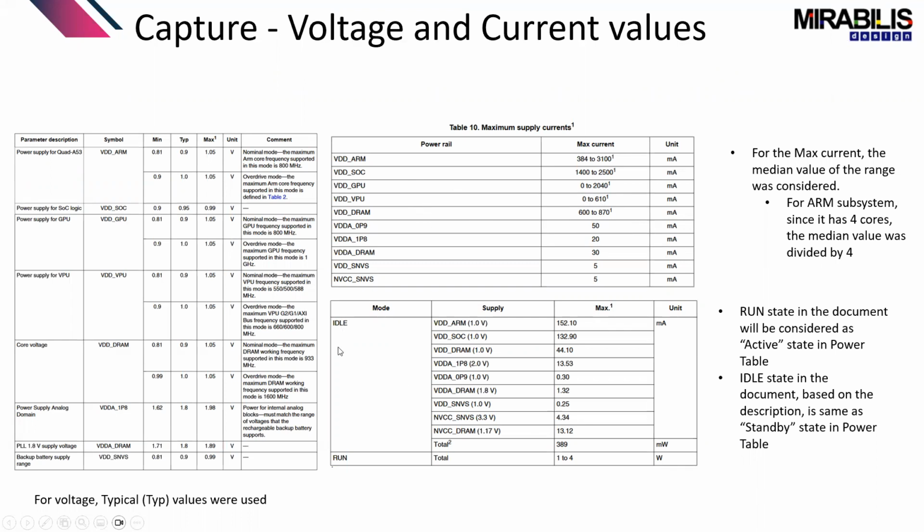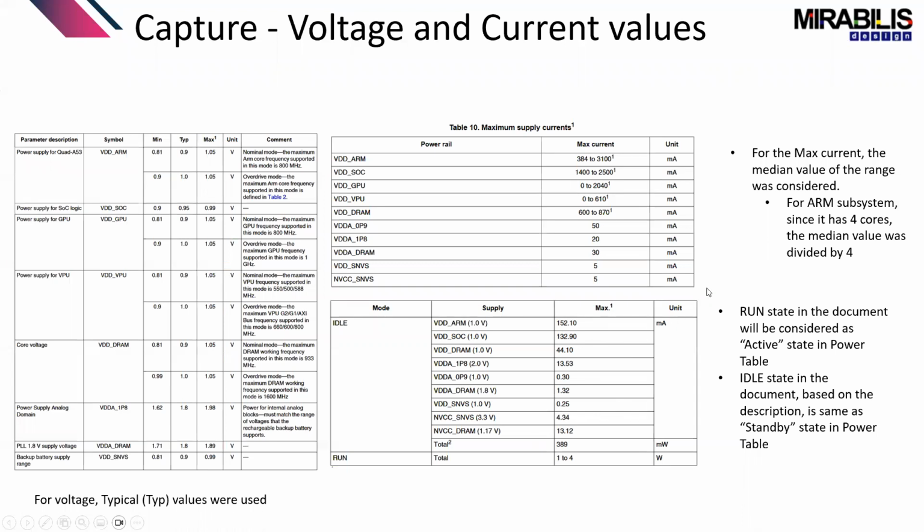Here we can see the table also gives values for a run state and an idle state, the current values. We make use of these current values to define the state power. The idle state in the document corresponds to the standby state in the power table, and the run state corresponds to the active state in the power table. So these current values belong to the active state, and these current values belong to the standby state.